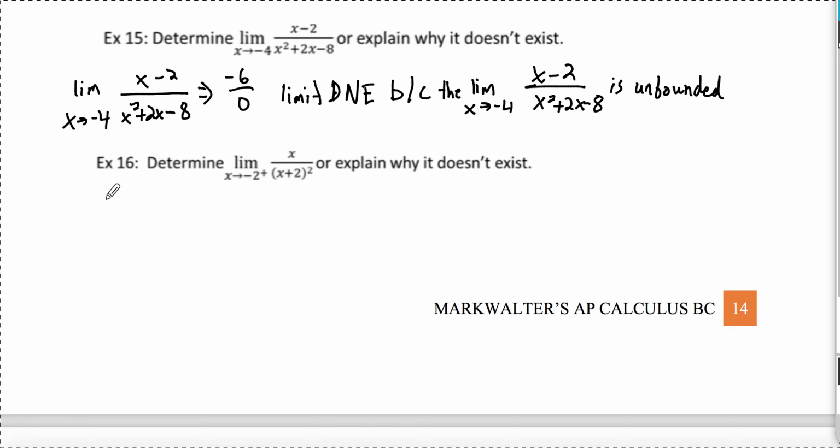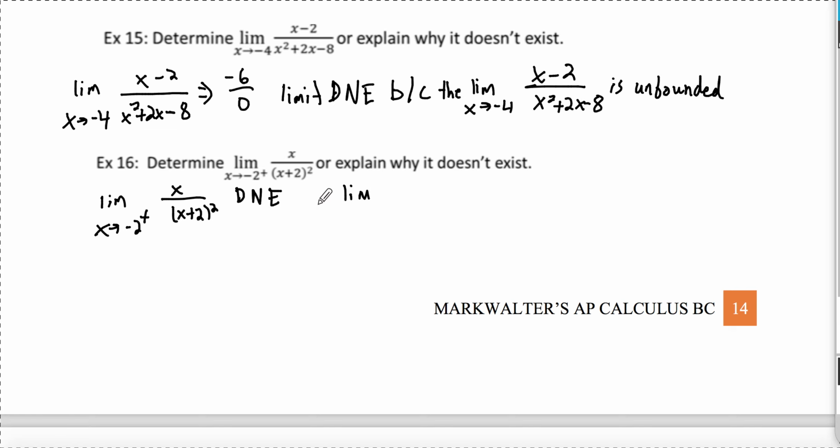So we can say that the limit as x approaches -2 from the right of x over x plus 2 squared does not exist. True. But I want to dig into this a little more. What if we wanted to know whether or not this unbounded limit from the right is going to be positive or negative? All right. Well, let's try this.